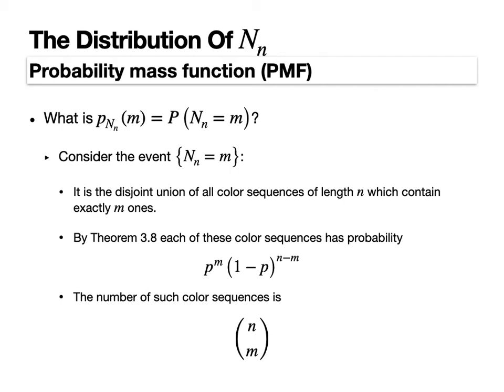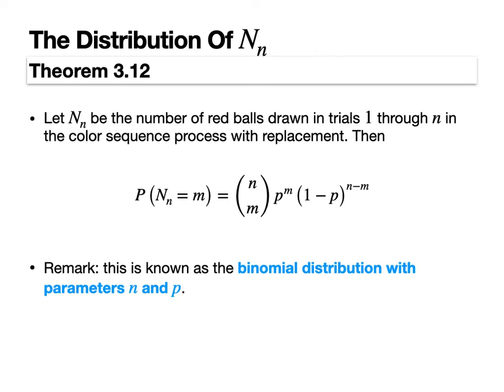Now, that's the probability of each one of those color sequences. The event N sub n equals m is the union of all those color sequences, right? The union of all color sequences of length n which contain exactly m 1s. How many of those are there? Well, there's n choose m, because you can think of this as taking a string of length n, choosing m of those entries to put the 1s in, so there's n choose m ways of doing that, and then putting zeros in the remaining entries. There's just one way of doing that. So the number of those color sequences is n choose m, and that gets us to theorem 3.12.